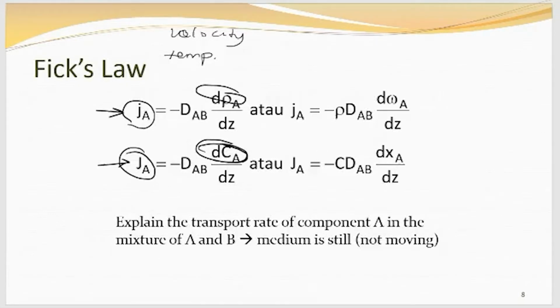Okay, so lowercase j and uppercase J are the same. Both of them are the mass flux of A. But the lowercase j is the mass flux of A when we have mass concentration of A.